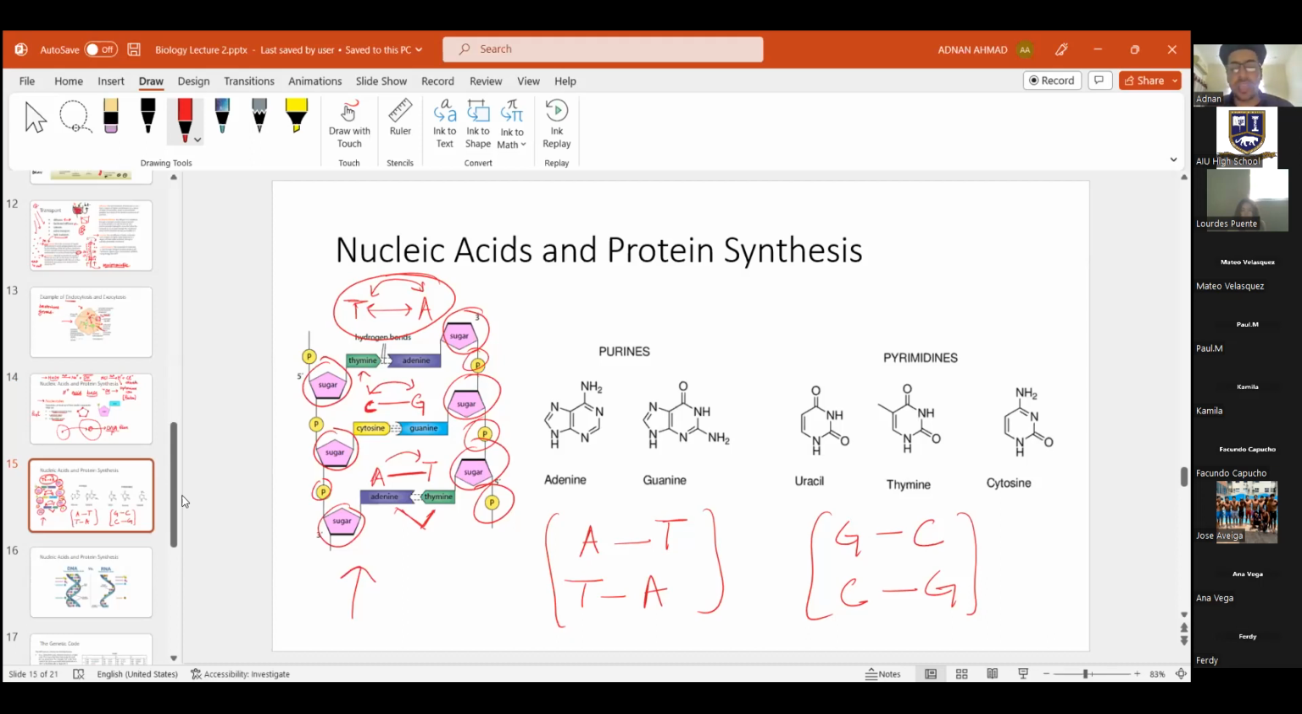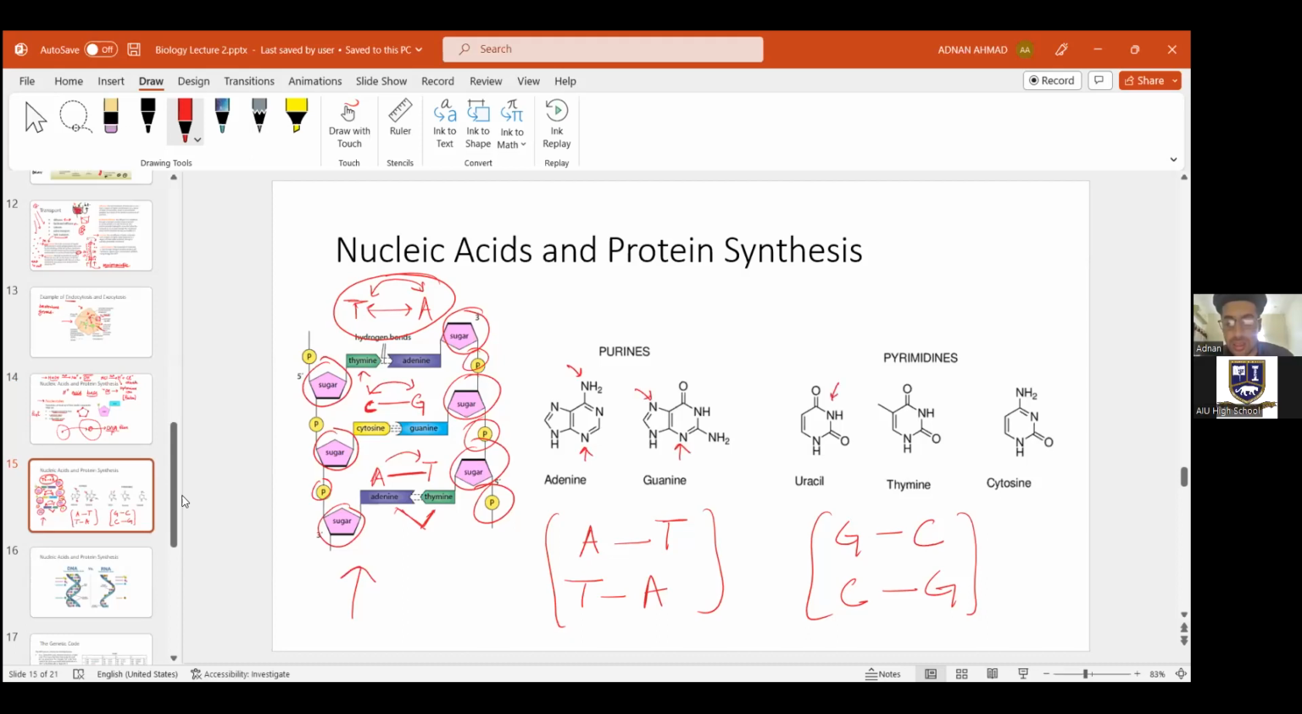Okay, so these are the chemical structures here of adenine and guanine, thymine and cytosine. You can see the nitrogen in the structure. That is why they are called nitrogenous bases, because they contain nitrogen atoms. Is it clear so far? Yeah, it's all clear.